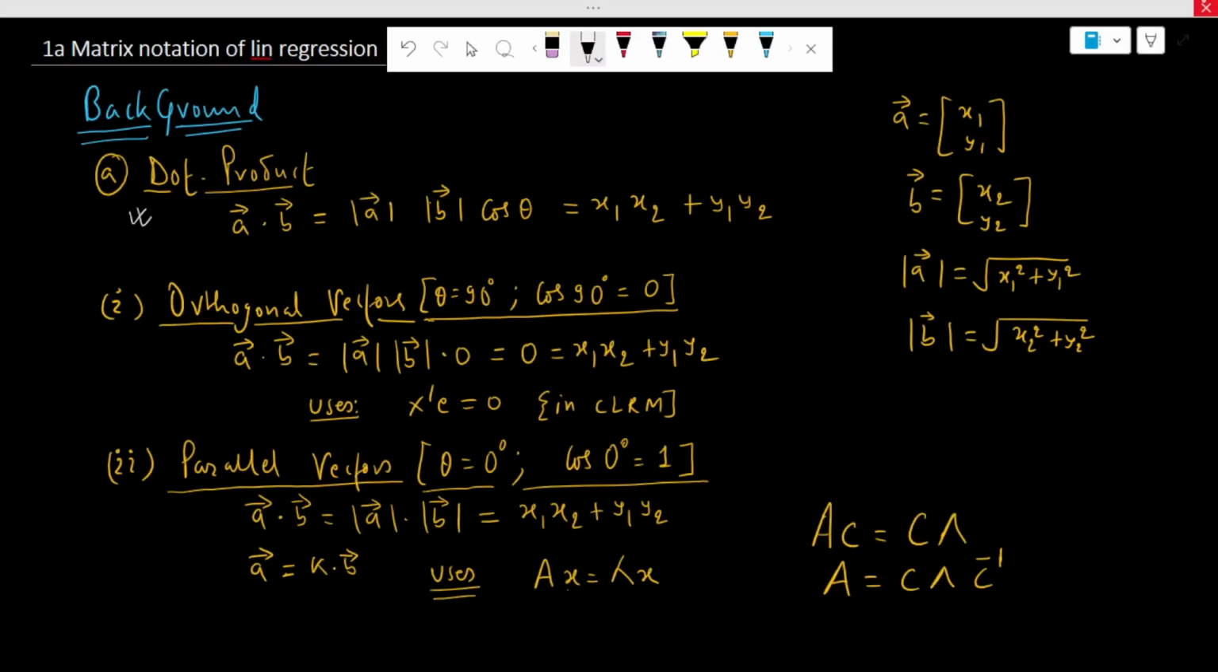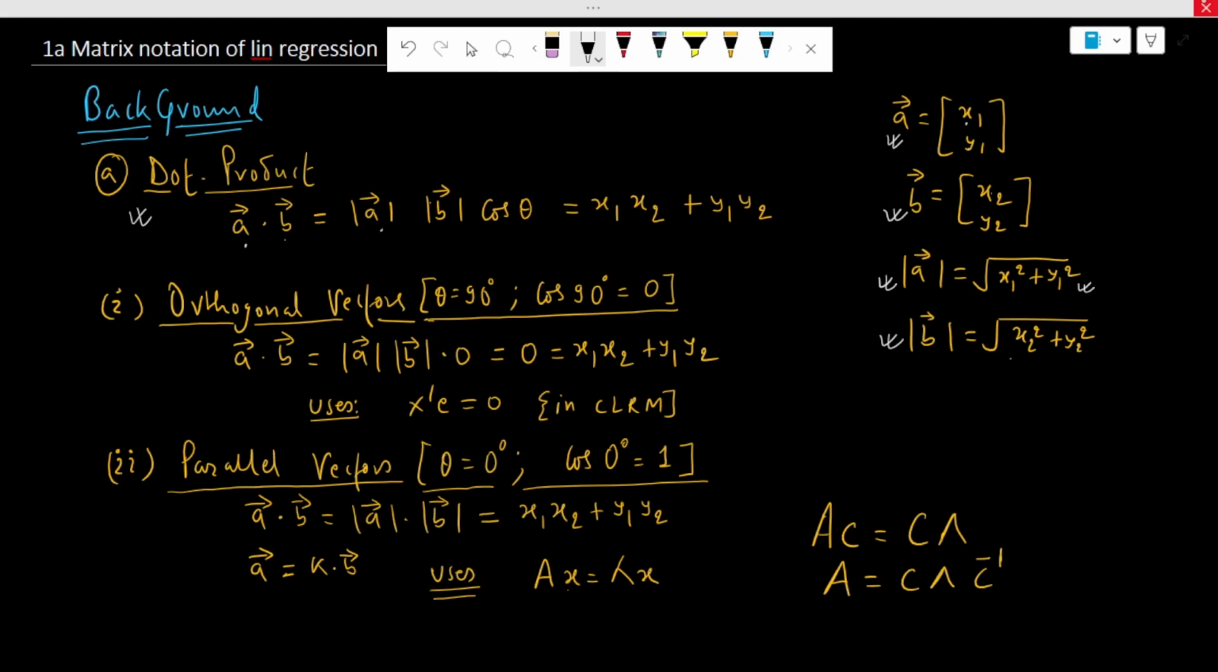If we have a vector in two dimensions, vector A, represented by x1, y1, and vector B, whose coordinates are x2, y2, then the modulus of vector A is given by the square root of x1 square plus y1 square. This is the length of vector A. Similarly, the length of vector B, or the modulus of vector B, is the square root of x2 square plus y2 square.